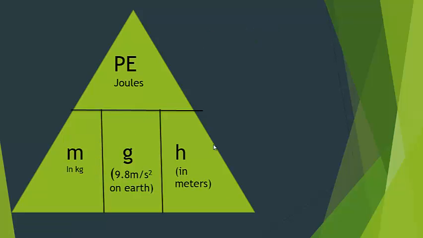Now let's say we were solving for the gravity. Let's say we were solving for the gravity on a different planet. We know that on Earth it's 9.8, but let's say we were looking at Mars. So in order to solve for the gravity, it'd be potential energy divided by mass times height. And that's what we see here.